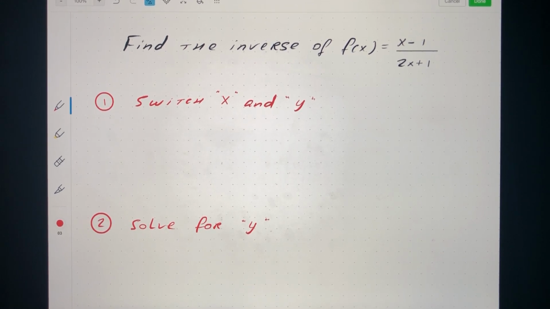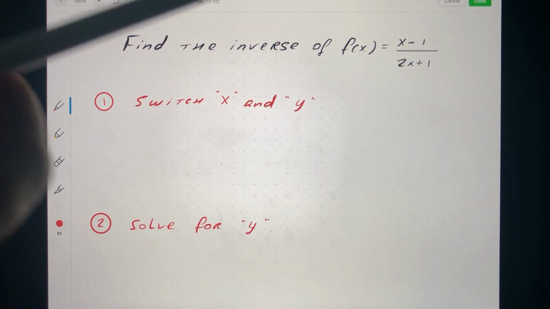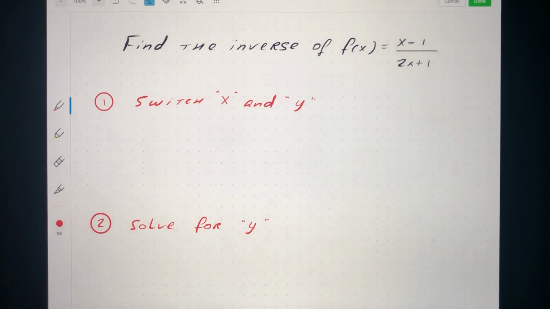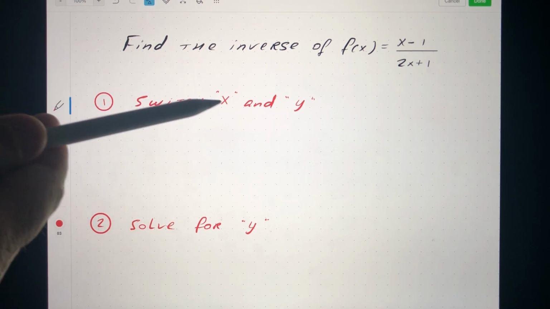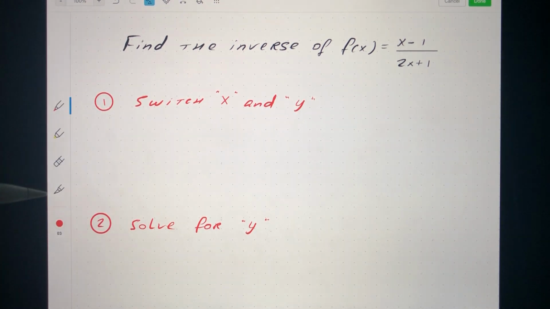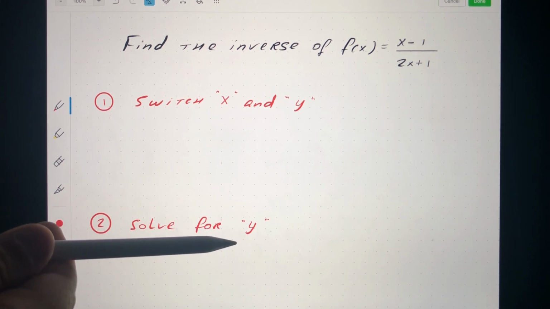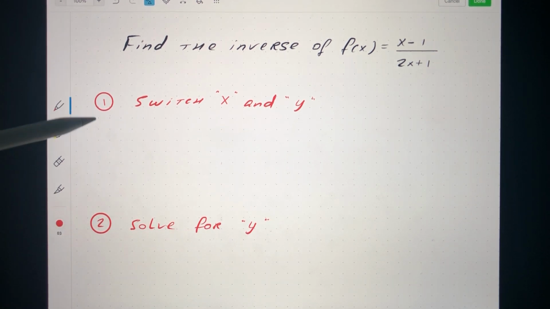Hello, in this video, let us find the inverse of a function (x minus 1) divided by (2x plus 1). When we look for the inverse, there is a two-step process that we usually follow. Step 1 is we switch the input with the output, and step 2 is we solve back for the y. And that would be the inverse. So let's go through these two steps and see what the inverse is for our function.